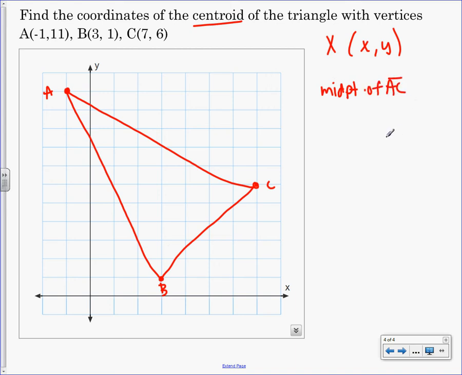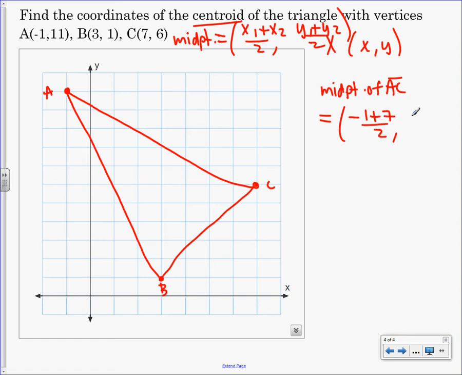Anybody remember a midpoint formula? You average the x's, you average the y's. So you're going to add x1 and x2 divided by 2, and you're going to add y1 and y2 divided by 2. Is that okay? You add them up, divide by 2, because that's middle, right? Divide by 2. Okay? So for AC, it's going to be -1 plus what? 7 over 2. Very good. And then what? 11 plus 6 over 2. Is everybody good with that?